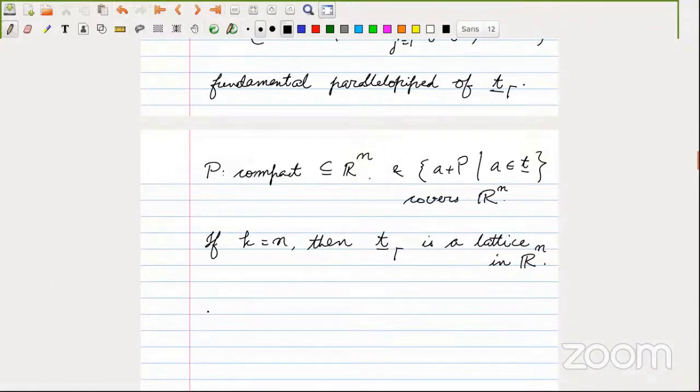So to define a cusp, we first have to define what a cusp is, so that we can define these things like the analog of the modular curve, and so we need one condition. The condition is that this T underline gamma has to be a lattice. That's one of the conditions which we need.